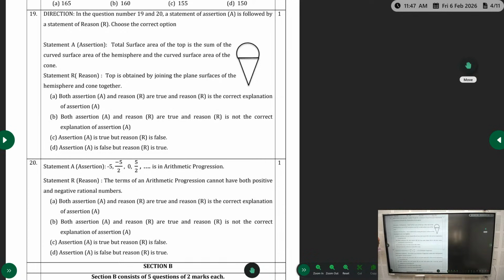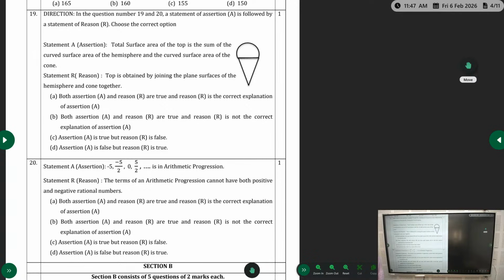Please look at this reason statement. The terms of an arithmetic progression cannot have both positive and negative rational numbers. False. This is the best example. It can be a combination of positive and negative rational numbers. 0. Okay. Then 5 by 2 is rational. Next will be 5 by 2 plus 5 by 2, which is 5. Yes. So positive and negative rational numbers can be there. 5 by 2 is a positive rational number. Minus 5 by 2 is a negative rational number. Even 0 is a rational number.